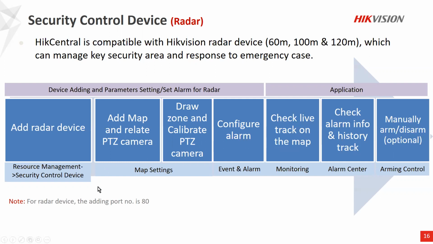All right, so let's quickly have a look. Very importantly is this note over here. Normally, if we add, let's say, a camera system, a camera, an NVR, a DVR, we would use port 8000 as an adding port. The radar is different. The AX Pro is also different. It's port 80, your adding port, but you'll see this once we go through the video.